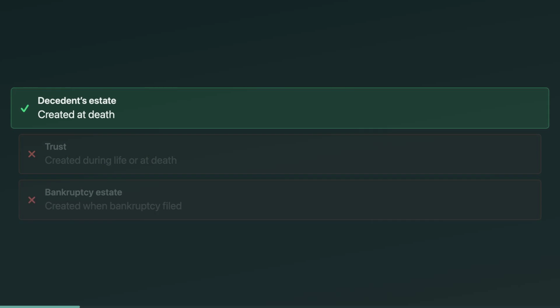An estate is a separate legal entity created at death. That's the key trigger. The taxpayer dies, and now there's an entity that can own assets, earn income, and file returns. Don't confuse that with a trust, which can be created during life or at death, or a bankruptcy estate, which starts when someone files bankruptcy. On the EA exam, they love asking which event creates which entity.